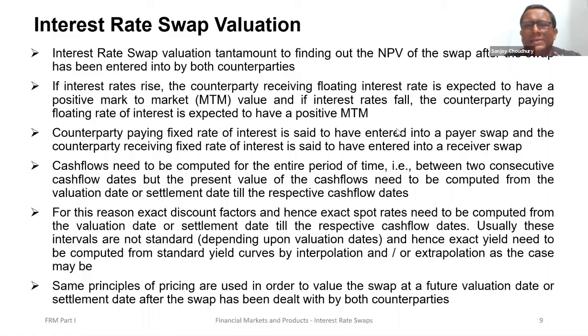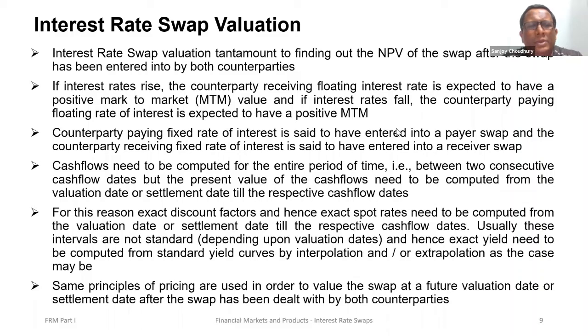Now, subsequently, as the interest rates either move up or go down, one counterparty is gaining and the other counterparty is losing. So if interest rates rise, the counterparty receiving floating rate of interest is expected to have a positive mark-to-market (MTM) value, and if interest rates fall, the counterparty paying floating rate of interest is expected to have a positive MTM.